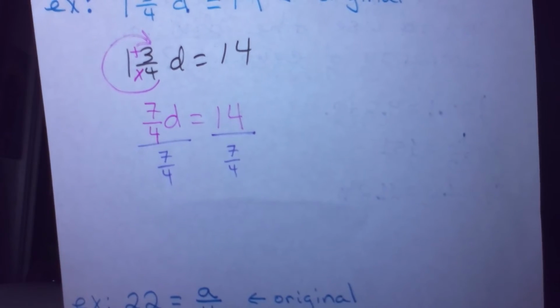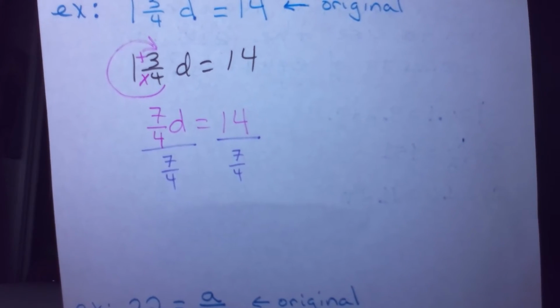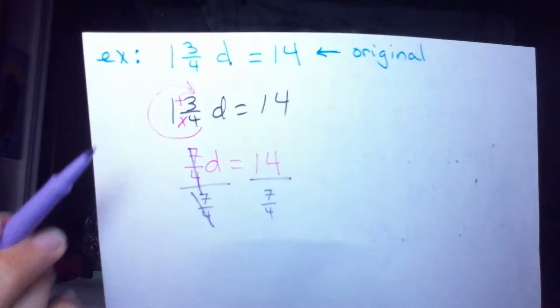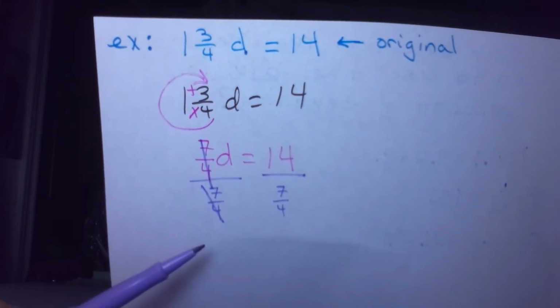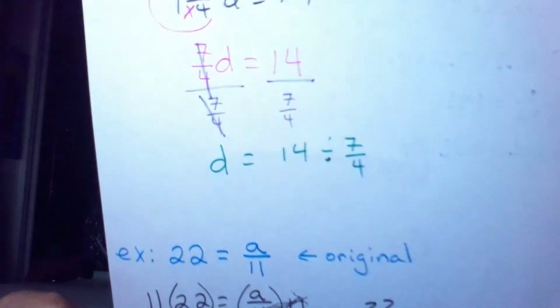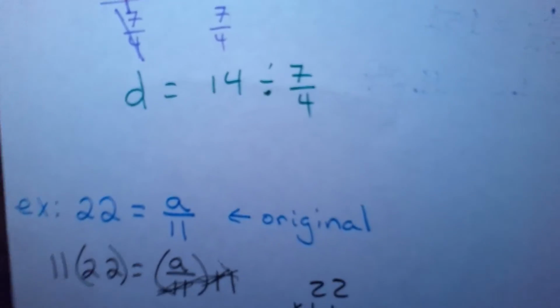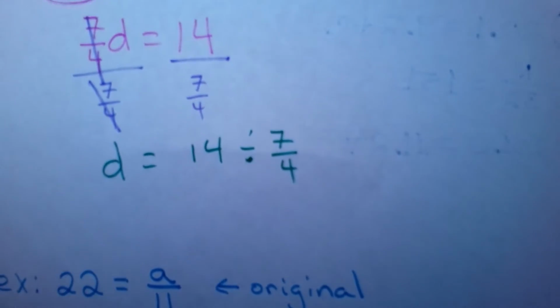But we talked about yesterday, we know when we're dividing fractions, now, here's the cool thing. This side just cancels out and leaves us with D. And on the other side, we end up with 14 divided by 7 over 4. I'm going to write it sideways because that's the way we like looking at our division problems. Okay?